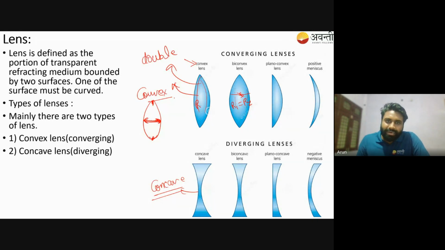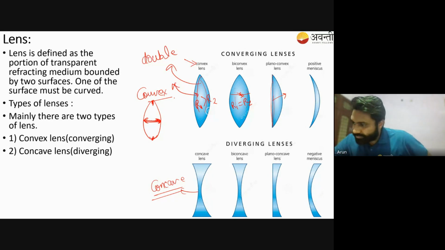But in this one, the radius R1 of this curve is greater than the radius of the other part. Okay? This is the plano-convex lens. One surface is plane. Now, if any one of you can tell me what the radius of this plane surface is, I would consider that person the genius of the group immediately.